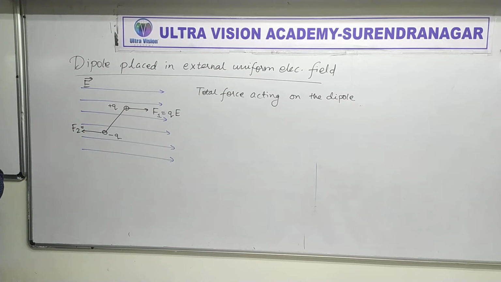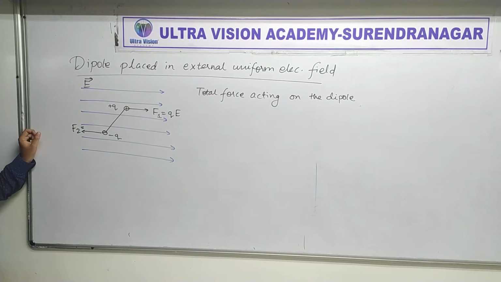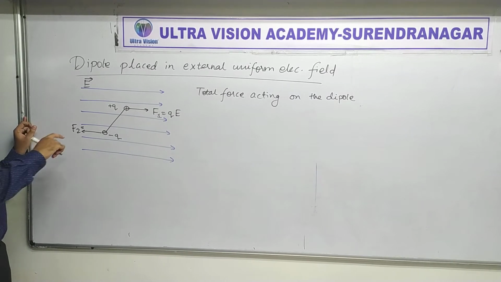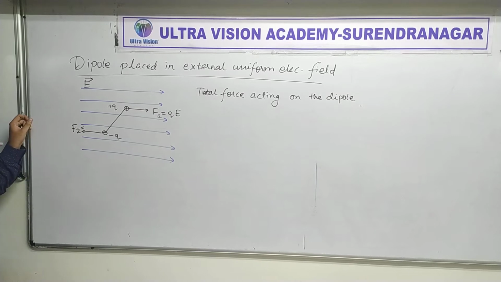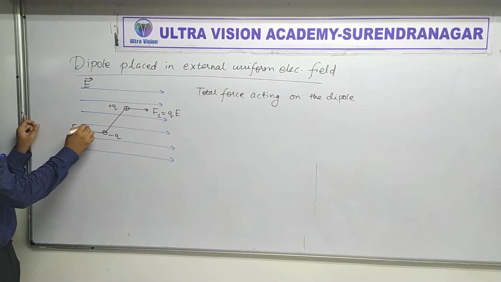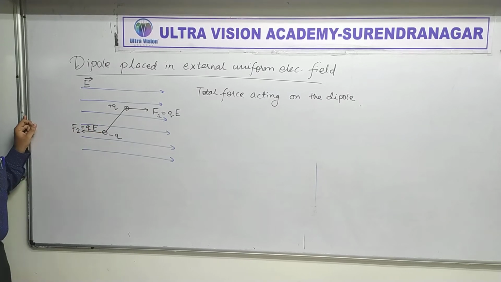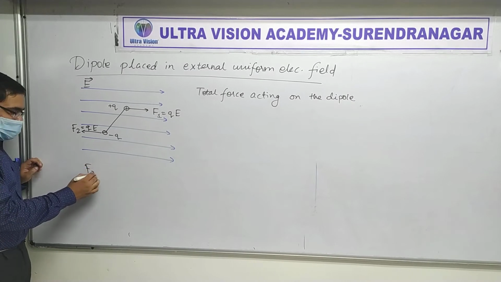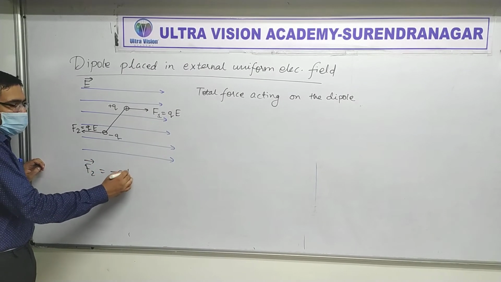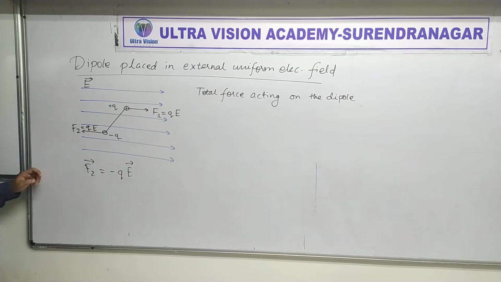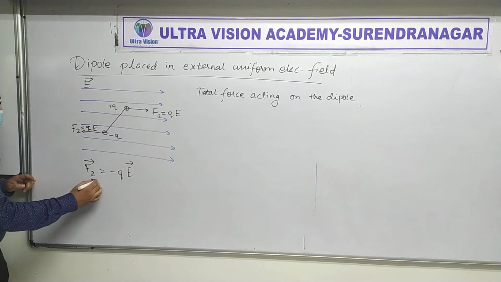How much will be the magnitude of F2? QE or minus QE? QE. Sure? Yes. Okay, the magnitude is QE. Is that okay? Yes. The charge itself is minus Q. So if you want to write the same force in vector form, then it is like this. This is right and this is right.